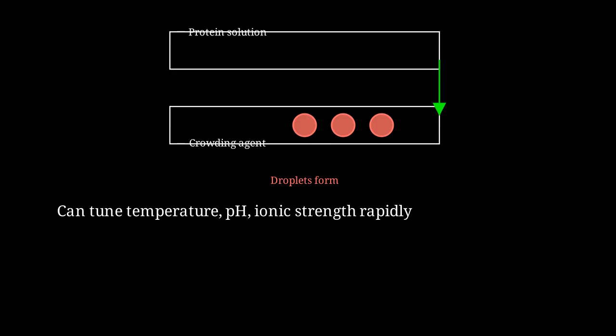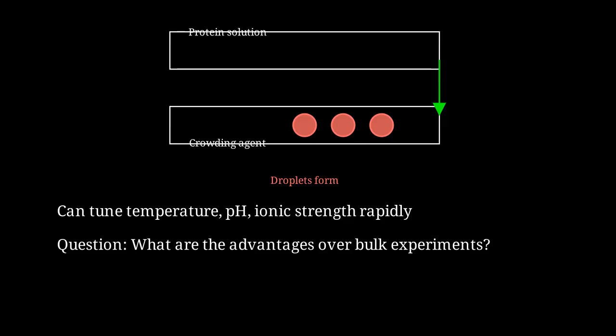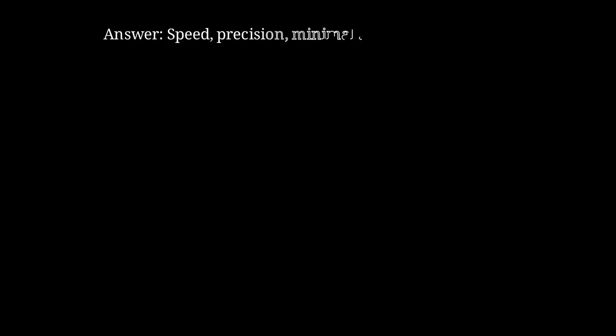Microfluidics also enables rapid tuning of environmental parameters like temperature, pH, and ionic strength, allowing us to map phase diagrams efficiently. So what are the key advantages of microfluidics over traditional bulk experiments? The advantages include dramatically increased experimental speed, much higher precision in controlling conditions, and orders of magnitude less sample consumption.